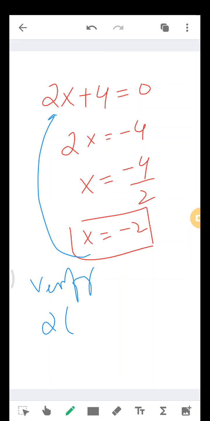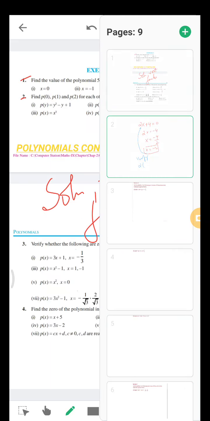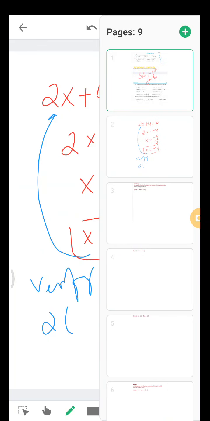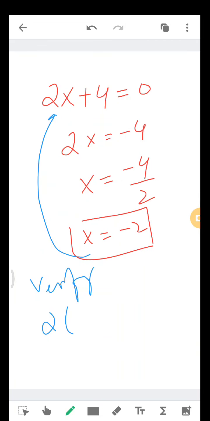So in place of x, what will I put? Like we were putting the given values in the polynomial in question number 1 and 2, the same thing we have to do here. Put x is equal to minus 2, you'll get 2 into minus 2 plus 4. So 2 times minus 2 is minus 4 plus 4, and the final answer is minus 4 plus 4 is 0, right? So this is the reason this is called zero of a polynomial, because when you substitute this solution in the polynomial, you get 0.